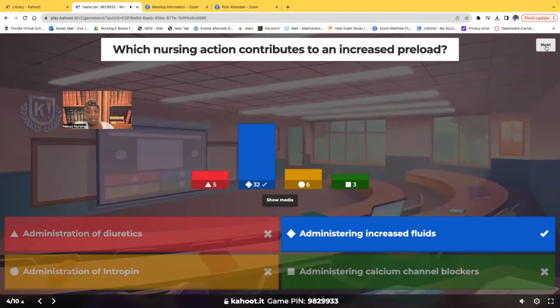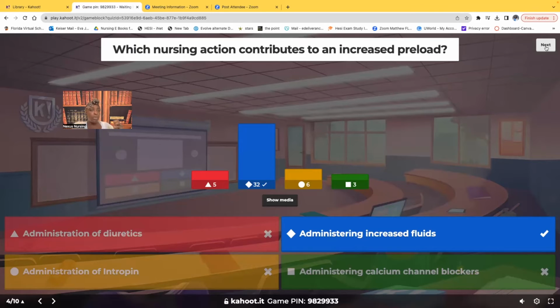Very good. Most of you guys chose the correct answer. And it's increasing fluids. You increase fluids, you expect the preload to be increased. Now let's look at the wrong answer choices. Administering diuretics. Diuretics makes you do what? It makes you lose fluid. So we would expect that preload to be decreased.